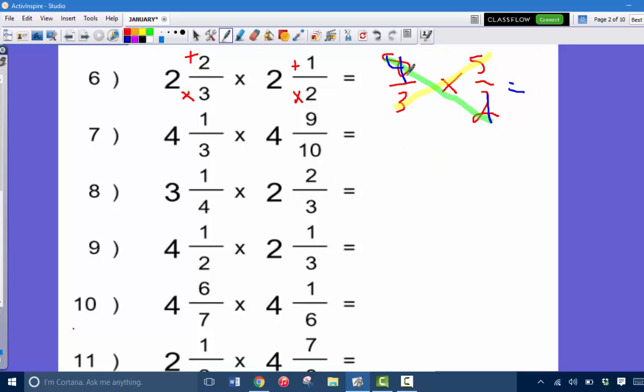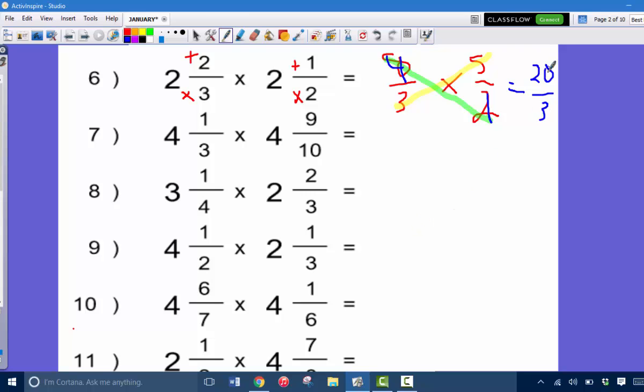I also know because they're both even numbers, a 2 and an 8 are even, so I know I can reduce these numbers down. Once you reduce, just multiply straight across. 4 times 5, which is 20, and then 3 times 1, which is 3.